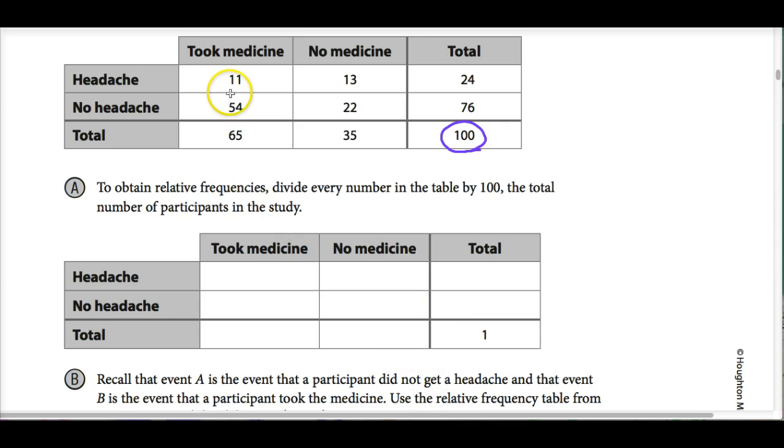Okay, so what's the probability that a person has a headache and took medicine? It's 11 out of all the people, right? 11 out of 100, so that's going to be 0.11. What is the probability of somebody who has a headache who did not take medicine out of the whole thing? 0.13. So you can see how we just have to divide everything by 100, right? So this is your answer.